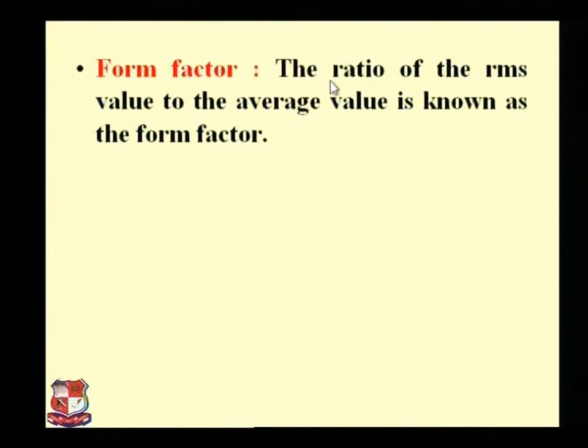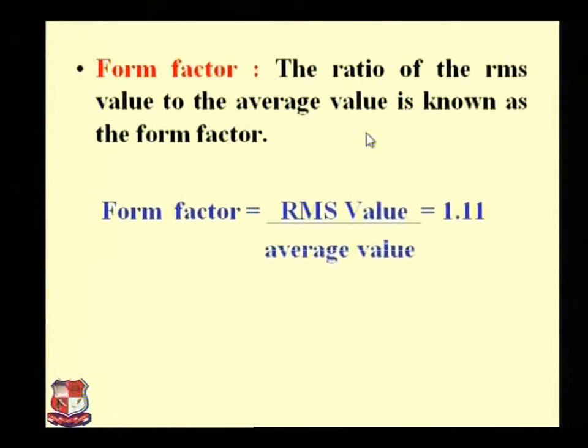Last definition is form factor. The ratio of the RMS value to the average value is known as form factor. Form factor equals RMS value upon average value. Now, as we know, the RMS value is Im upon root 2.